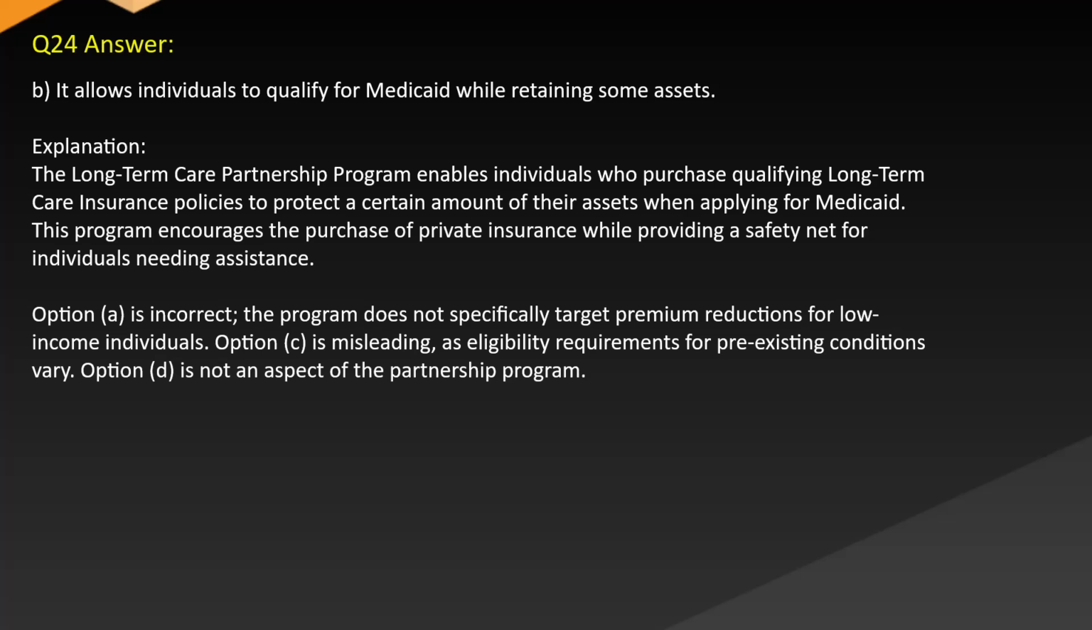Option A is incorrect. The program does not specifically target premium reductions for low-income individuals. Option C is misleading, as eligibility requirements for pre-existing conditions vary. Option D is not an aspect of the partnership program.